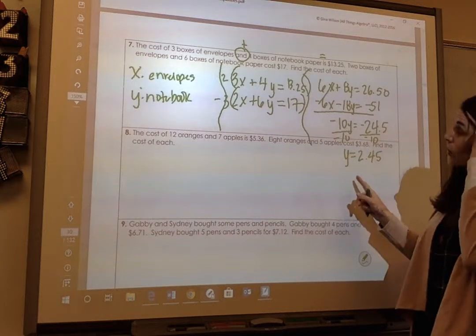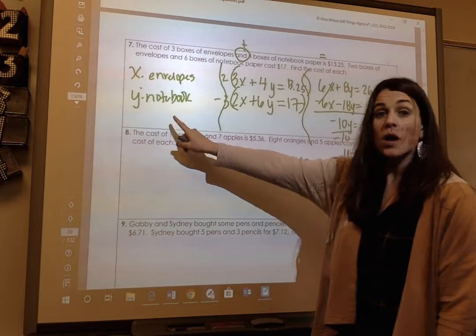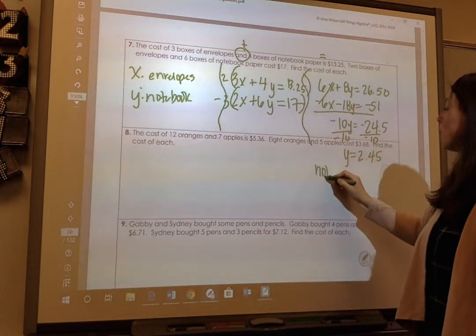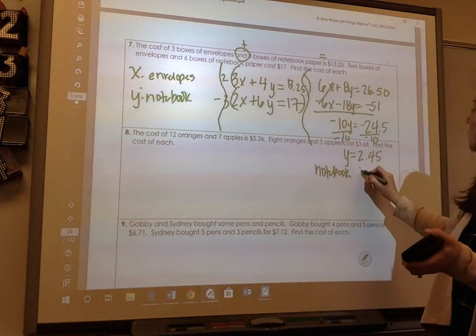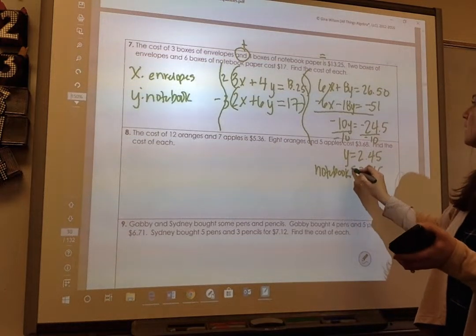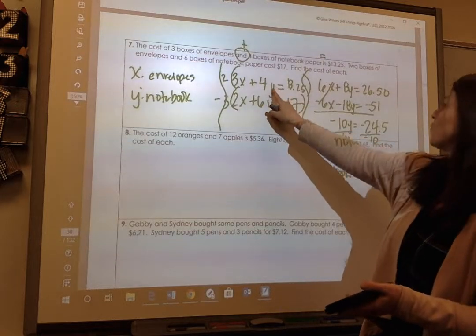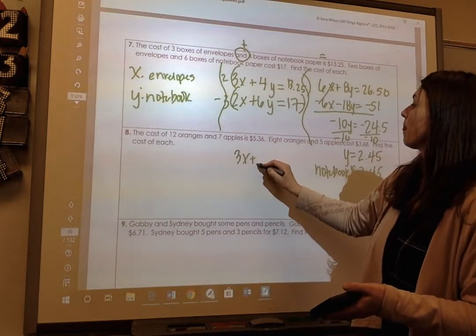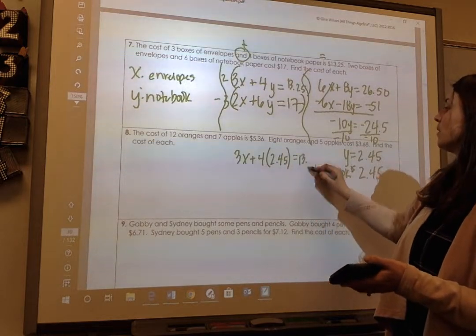So remember, this is where it's important we use full sentences because y stands for notebook paper. So notebook paper, now you're going to write in full sentences. I'm doing it for the sake of time. So notebook paper is $2.45. And when I go back and plug in y for $2.45, it doesn't matter where I plug in. You guys know how to do this.